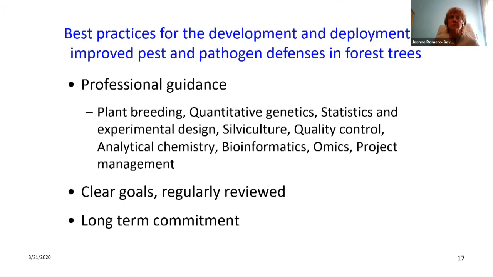One thing we can all agree on is that coming in and clear cutting everything over huge swaths of the landscape is probably not a good idea.